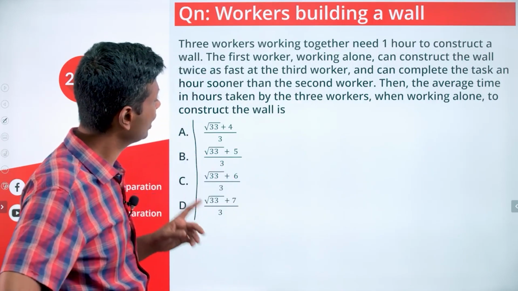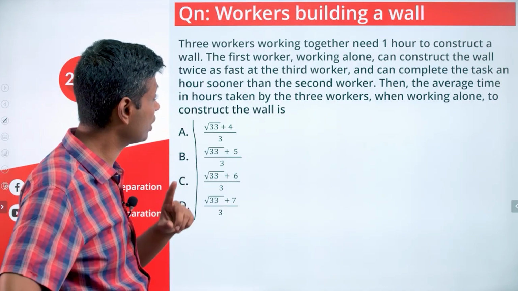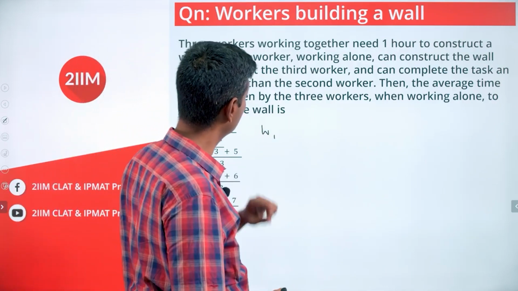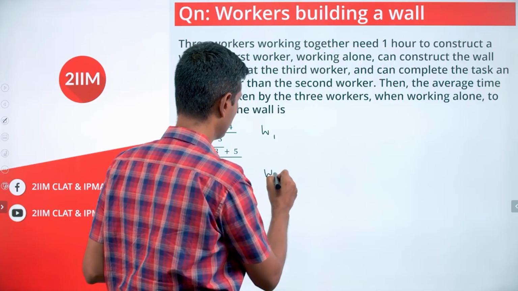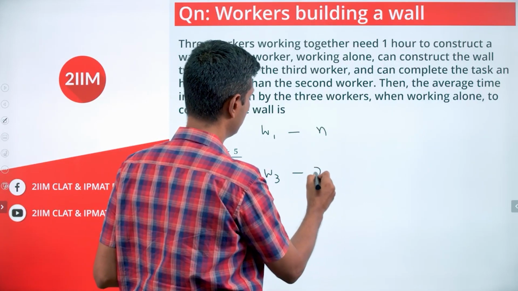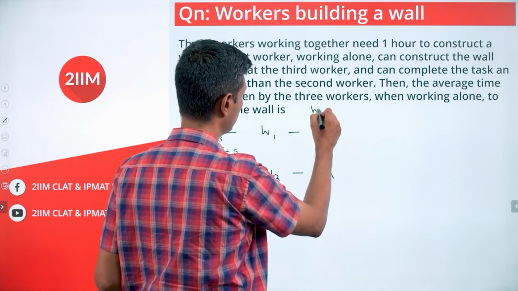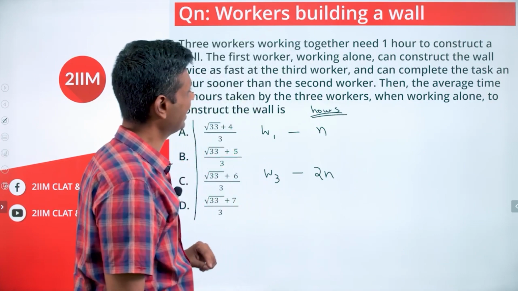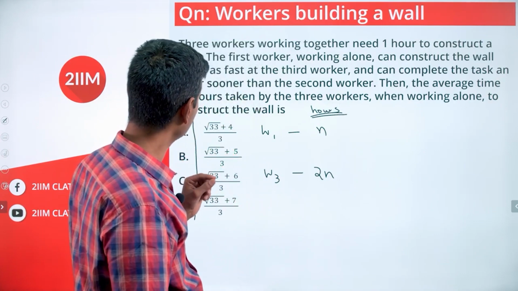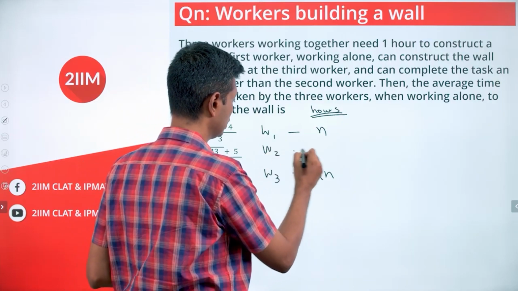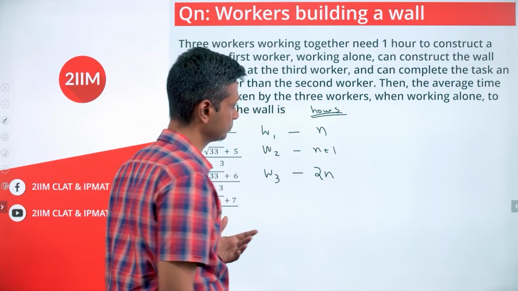The first worker working alone can construct the wall twice as fast as the third worker. So worker 1 is twice as quick as the third worker. So I'm going to say worker 1 completes it in n hours and worker 3 will take 2n hours, the number of hours. And worker 1 can complete the task an hour sooner than the second worker. So worker 2 takes n plus 1 hours.